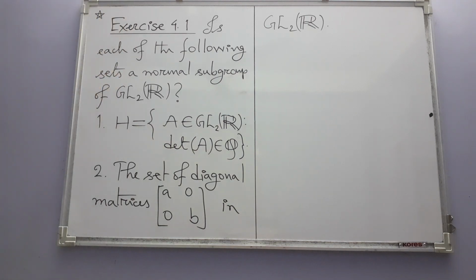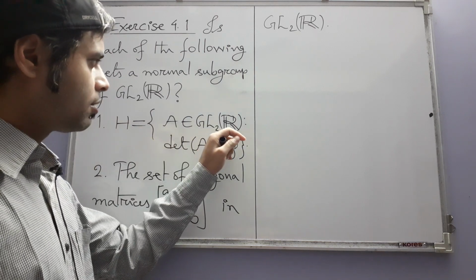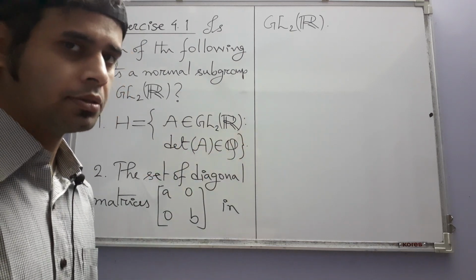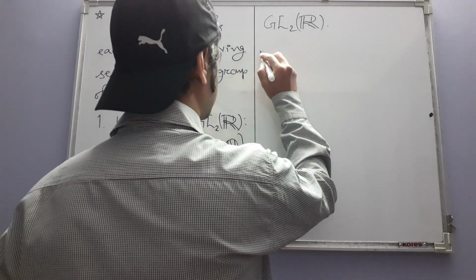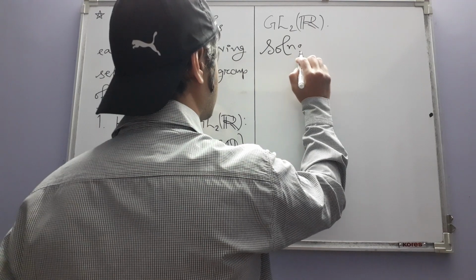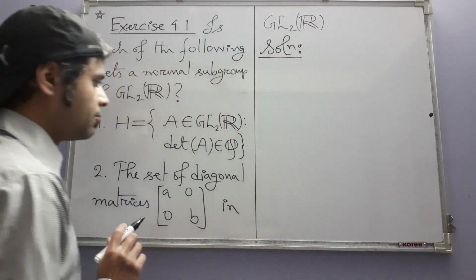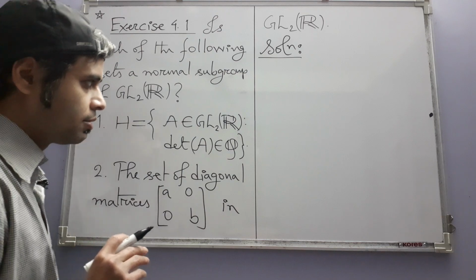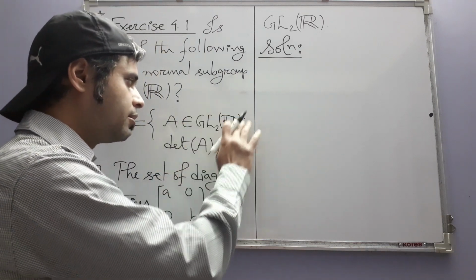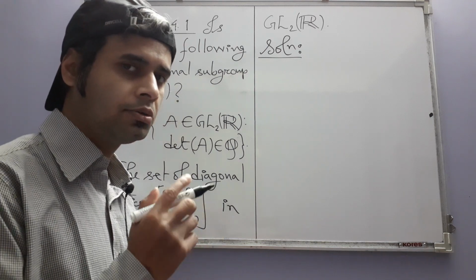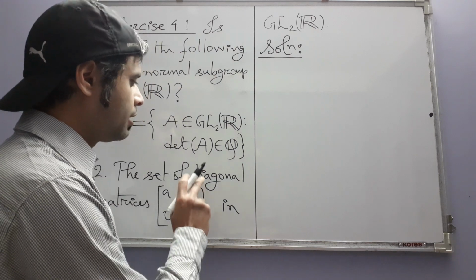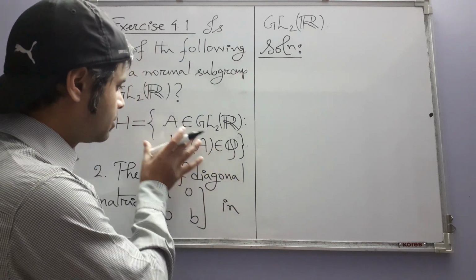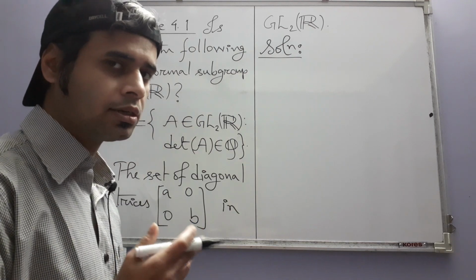So let's see. The first one, that is H, is the set of all matrices in our original group having rational determinant. Okay, so let us deal with that first. The first thing we notice is that the 2 by 2 identity matrix is an element in H. That's because it is first of all an element in the general linear group, since it has determinant 1, which is a non-zero real number. And the second thing is that determinant 1 is actually also a rational number. So by the definition of this set H, the 2 by 2 identity matrix belongs to H.